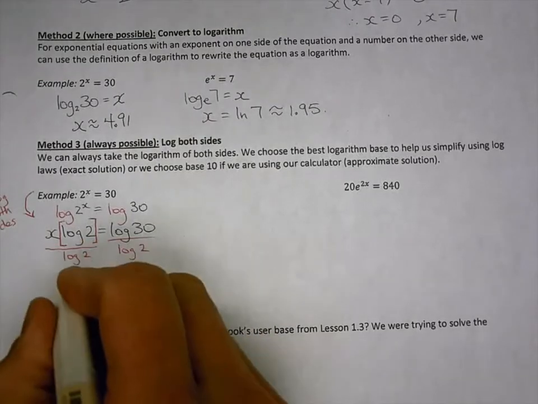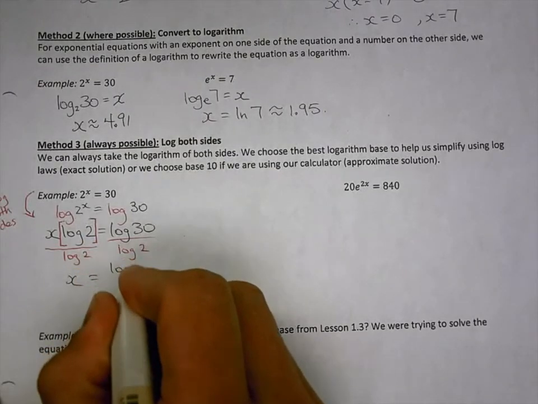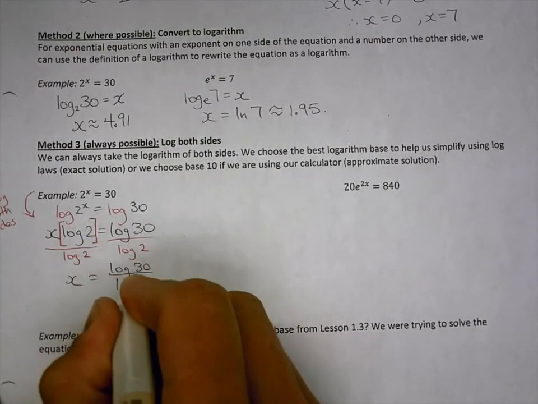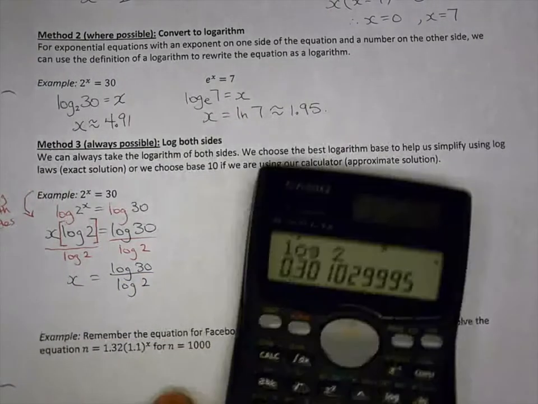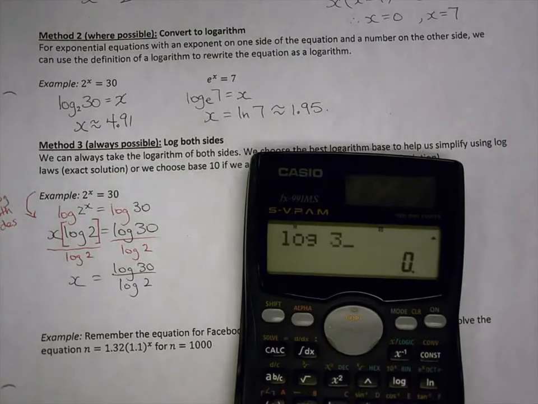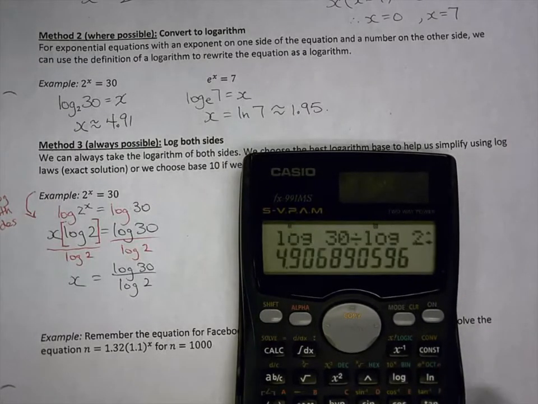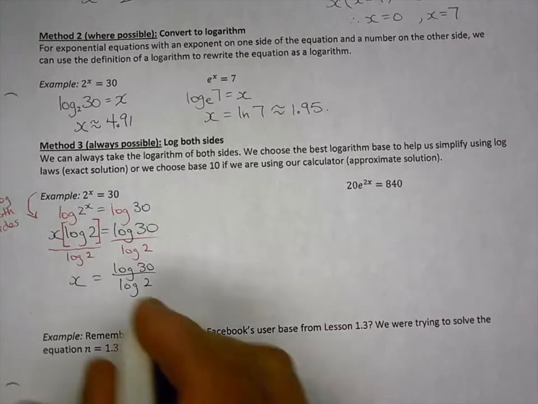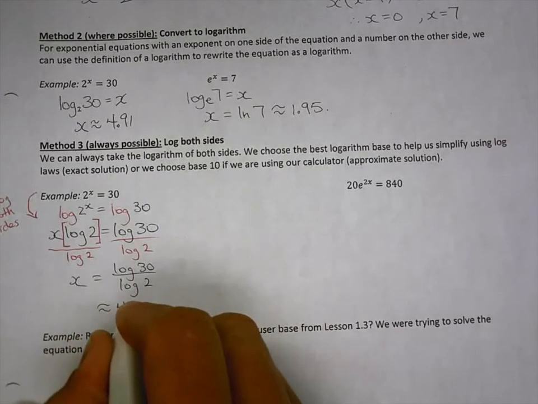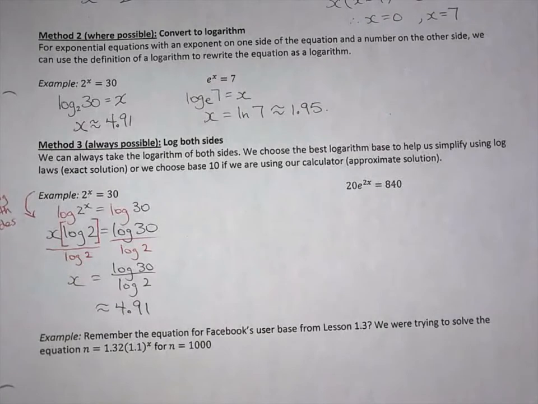And I get x is equal to log 30 divided by log 2. I type that into my calculator, so log 30 divided by log 2, and I get approximately 4.91. So that is my strategy.